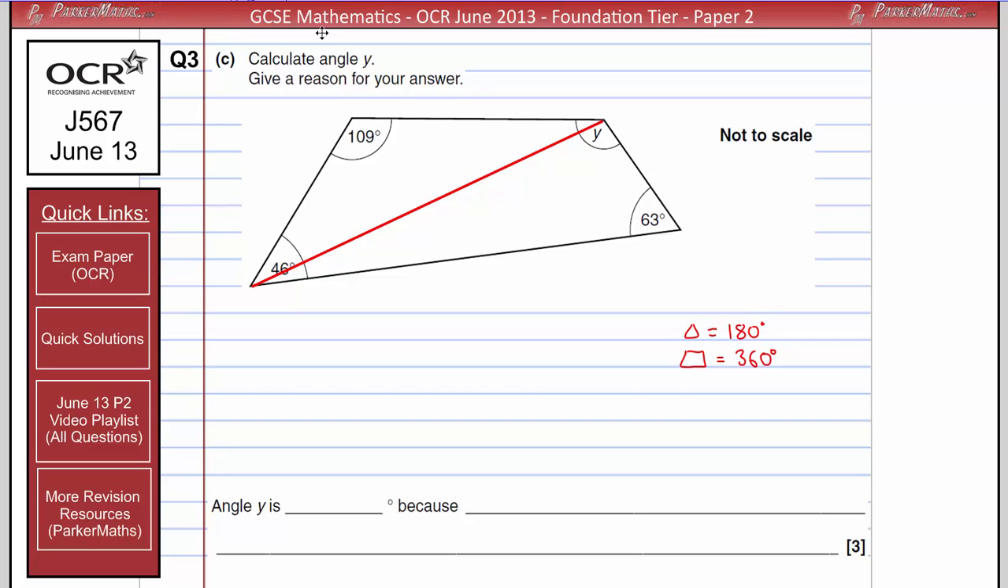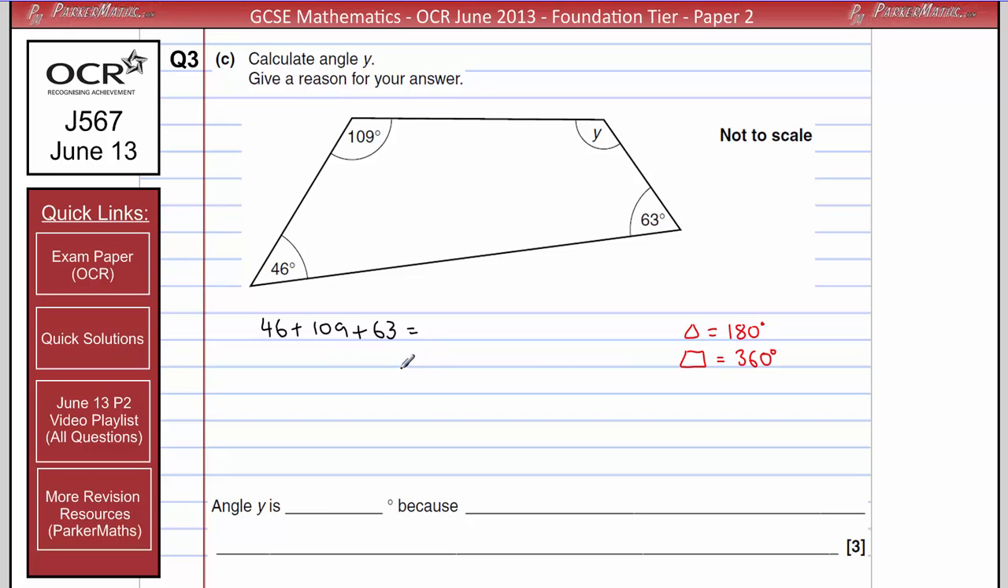So we know that all of the angles inside this shape add up to 360 degrees. So the way we go about finding the missing angle is we add up the ones we know. So we're going to do 46 plus 109 plus 63. Now you might be able to quite easily do this in your head.